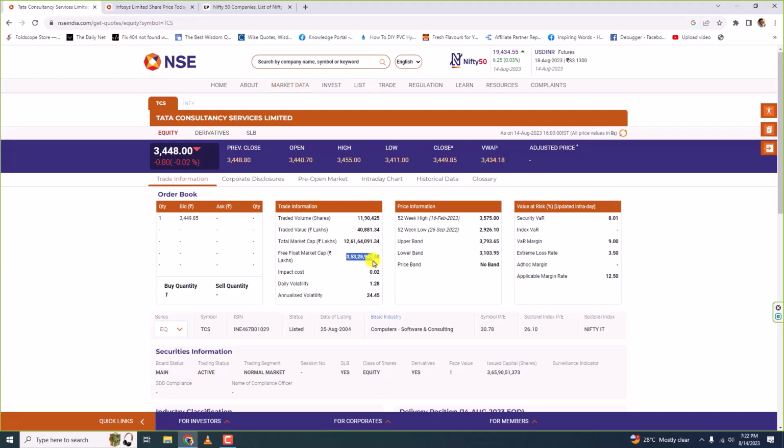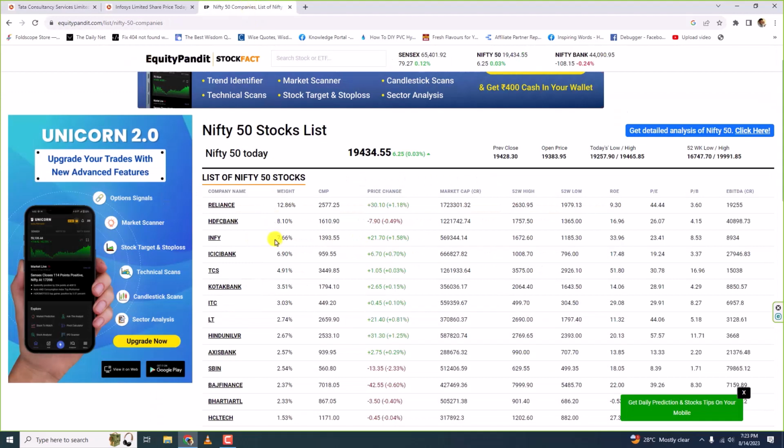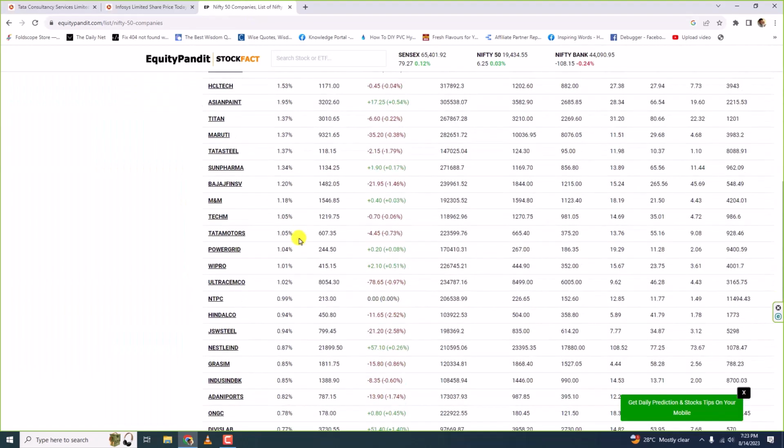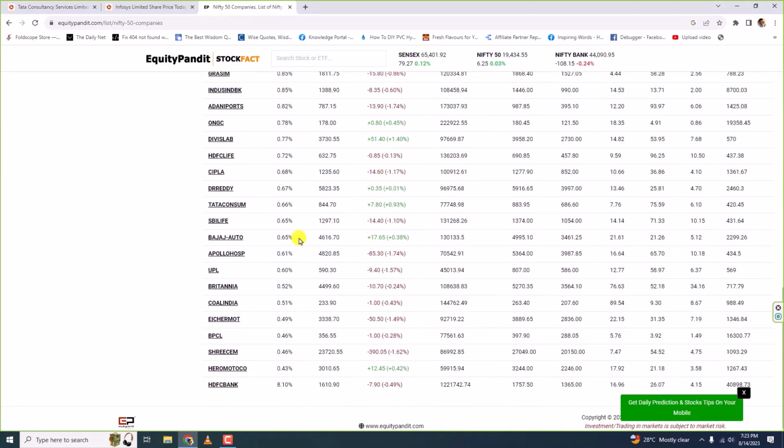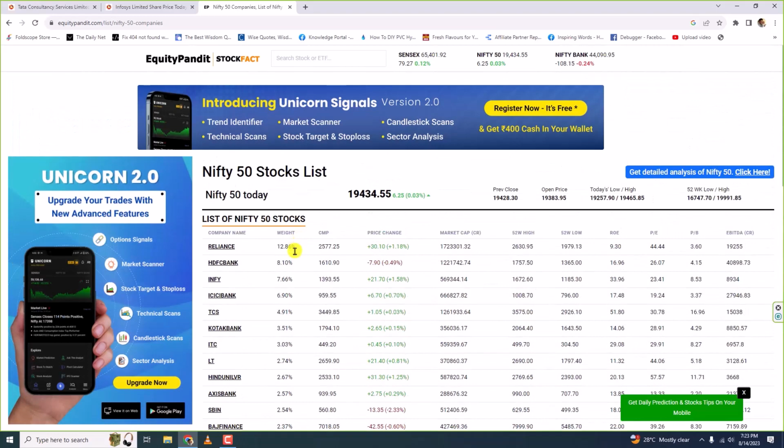You see here, total market cap of TCS is higher than Infosys. But then free float of the company Infosys is higher than that of TCS. And that is why it has higher weightage in the index. And you can see it is arranged in decreasing order. Alright, decreasing order. Now, what is this weightage?